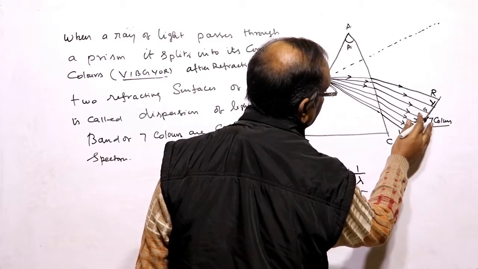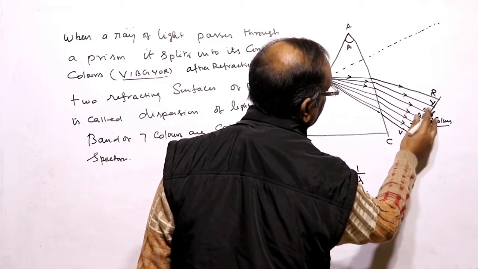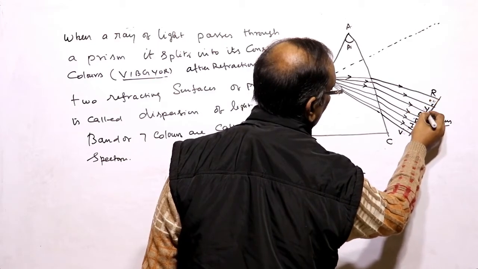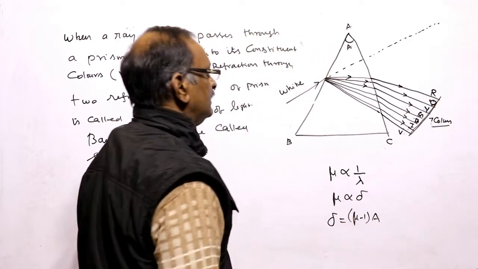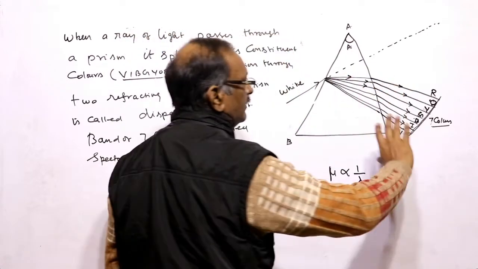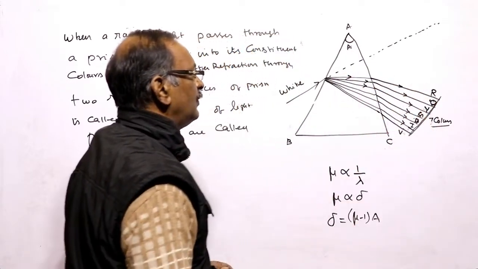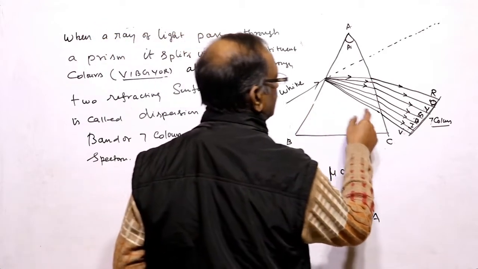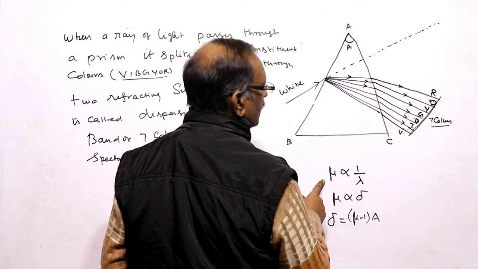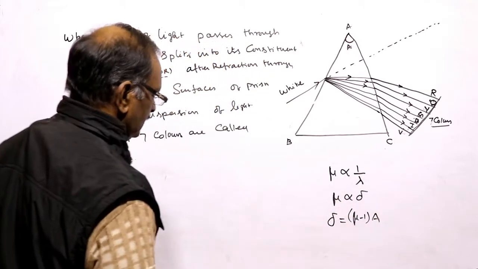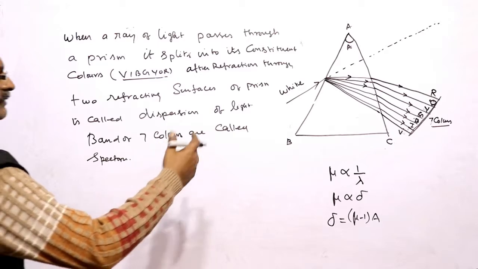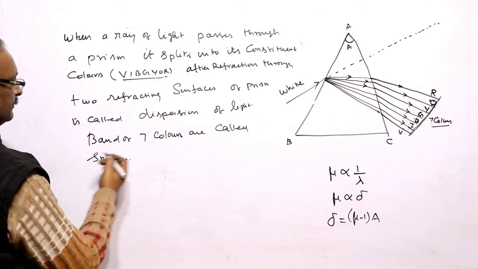V, I, B, G, Y, O, R: 7 colors. It means the white light is split into 7 of its constituent colors. It undergoes refraction on both the faces, and from the Cauchy formula we said refractive index is related to wavelength. Now a band of colors is observed, and that band of colors is called the spectrum.